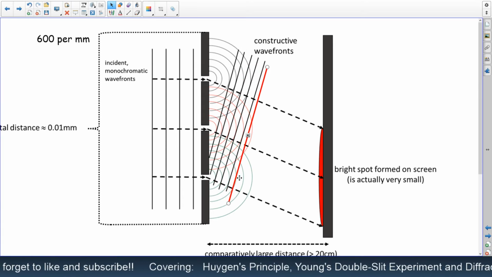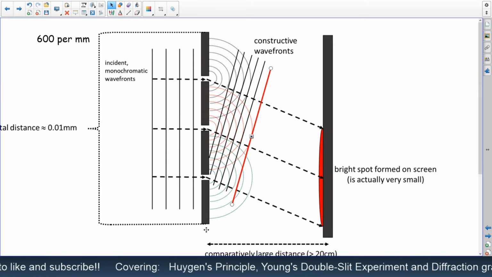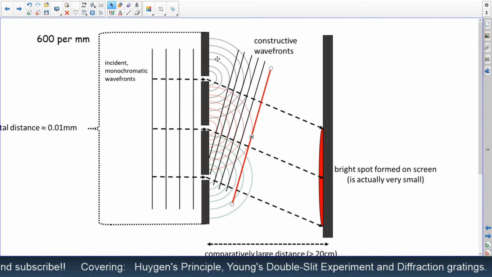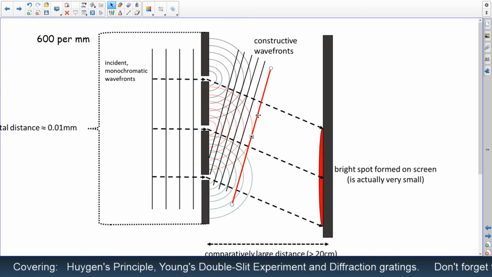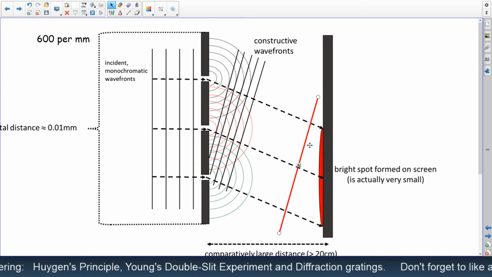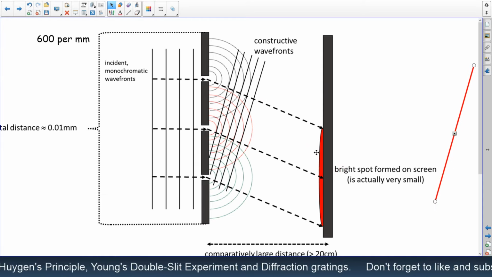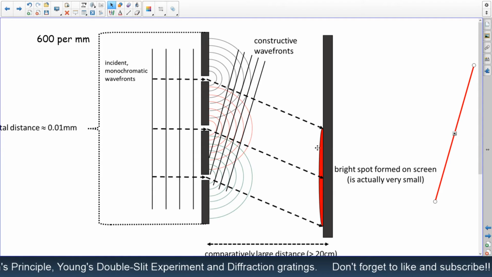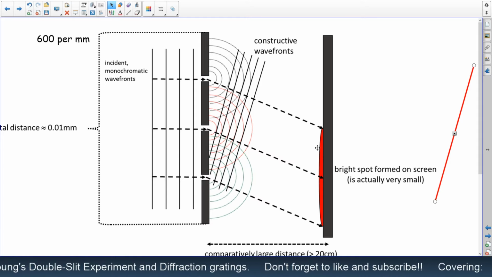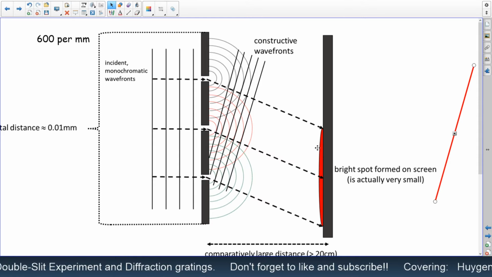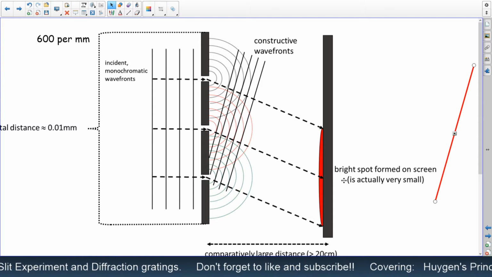And as we go on, the wavelets that appear further down and the wavelets that appear further up, at all times we're cutting across their crests. So they keep reinforcing each other until they arrive at this point on the screen. And because they all arrive together, and they all arrive in phase, with matching amplitudes, crests meet crests, trough meets trough, and you get a bright spot formed on the screen.